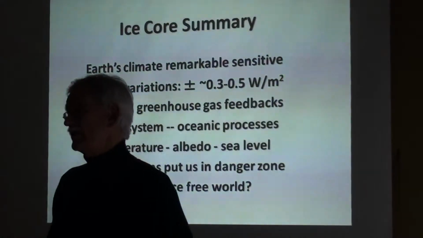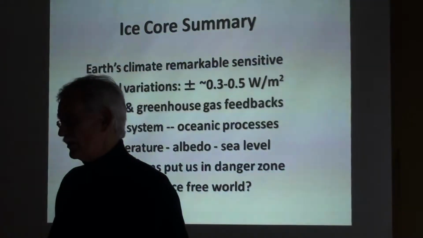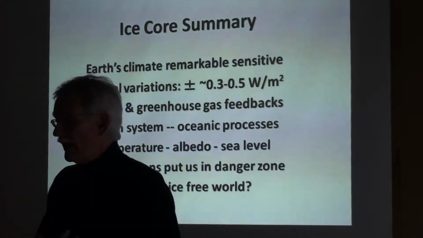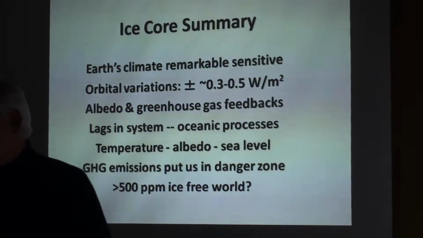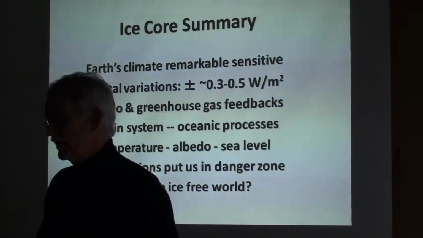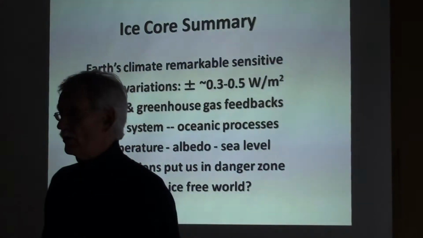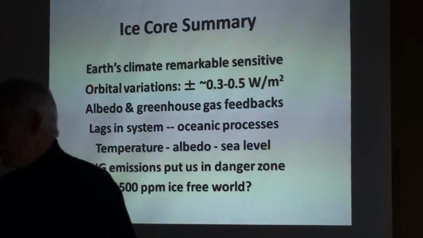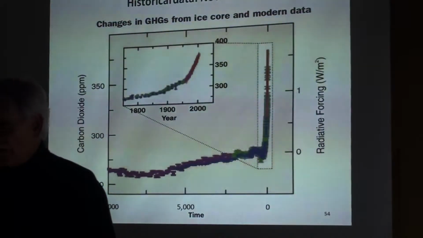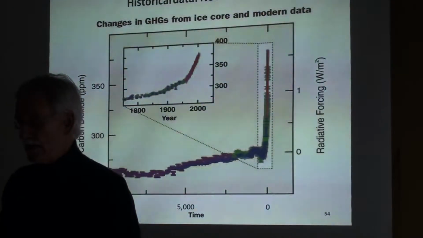There are lags in the system because of oceanic processes, and all this is related to temperature, surface albedo, and sea level. And therefore, greenhouse gas emissions could put us in the danger zone and force us even further. Furthermore, there is evidence from geological sources which indicates that whenever CO2 concentrations have been greater than 500 parts per million historically, we have lived in an ice-free world, which means the sea level would be about 100 meters higher than it is now. So let's look briefly at some carbon dioxide data, and then I'll conclude with some things we can do so we don't leave here depressed.